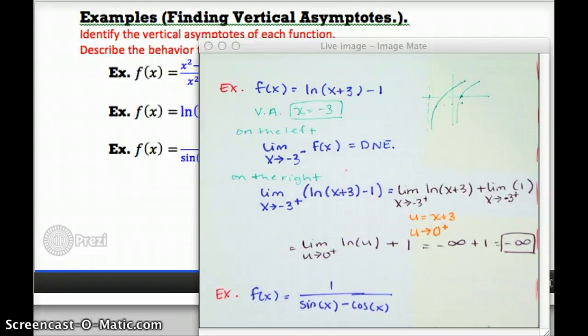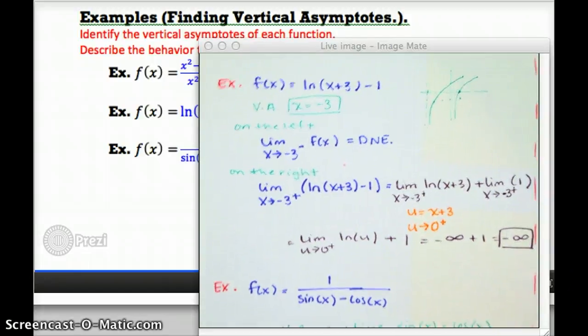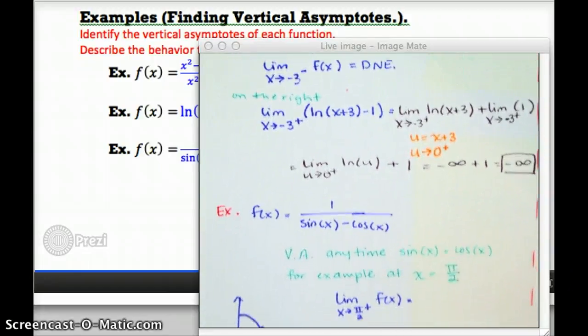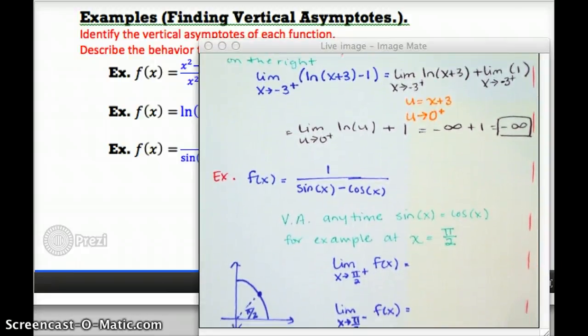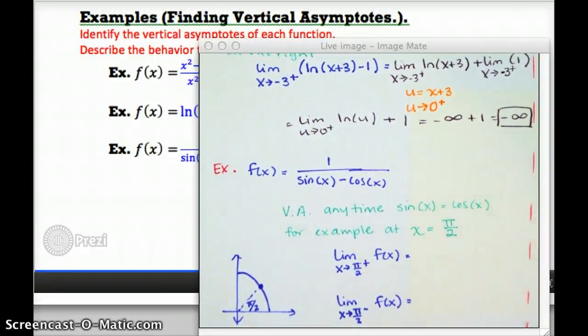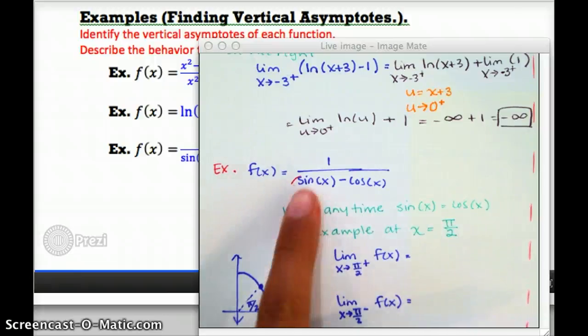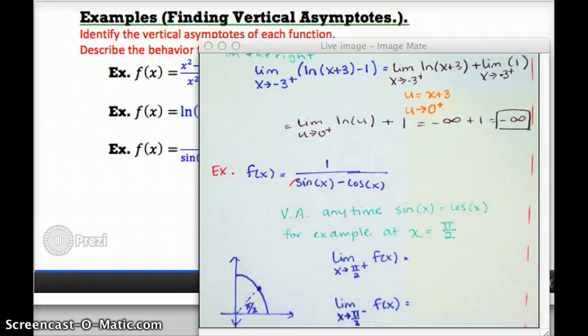All right, now I'm going to cheat a little bit for the last one, but it's an interesting case, so think about it just for fun. This one's going to have a vertical asymptote anytime the bottom equals 0. In other words, anytime sine and cosine equal the same thing. So there's going to be a lot of asymptotes, but the easiest one would be pi over 2. Remember, on the unit circle, pi over 2 is where sine and cosine equal the same thing.